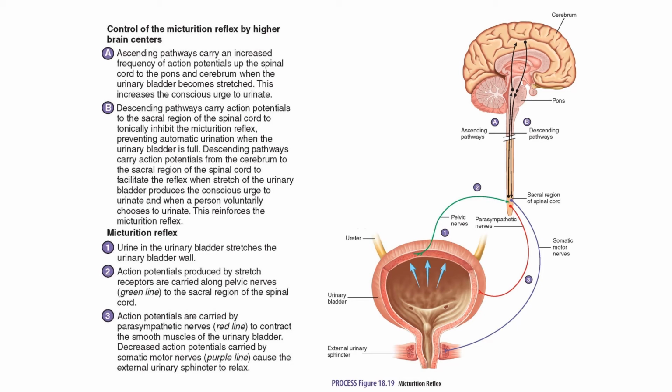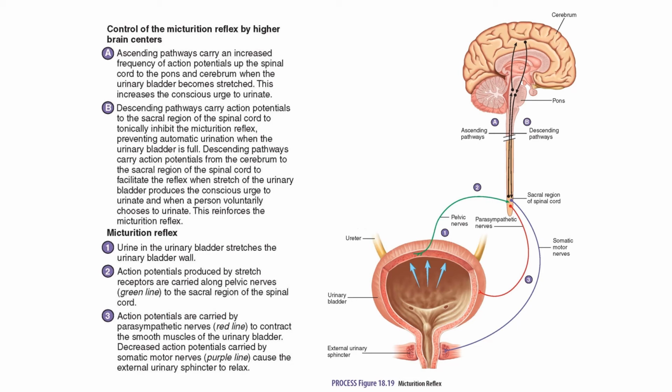So the descending pathways carry action potentials from the cerebrum to the sacral region of the spinal cord to facilitate the reflex when stretch of the urinary bladder produces the conscious urge to urinate. And when a person voluntarily chooses to urinate, this reinforces the micturition reflex. So there are instances, it's really true that hindi naman porket napupuno na yung ating urinary bladder, wala na tayong control. Okay? So, meron ding part yung brain natin wherein they are the ones also controlling the urge of urination.